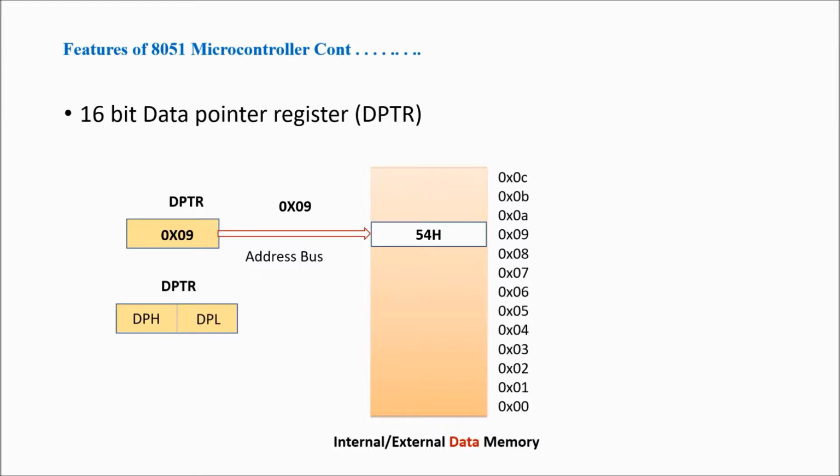Both these registers can be used to store 8-bit general purpose data separately. And DPTR register can also be used to store 16-bit general purpose data.